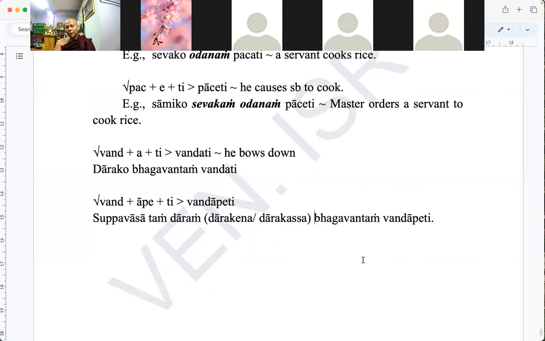So the lady Sobavasa causes that child, dārakaṃ, dārakaṃ Bhagavantaṃ vandāpeti. So in this way, with the accusative case, and then with the instrumental case, and then with the genitive case. So three possibilities, but the same meaning. The same meaning. Okay.